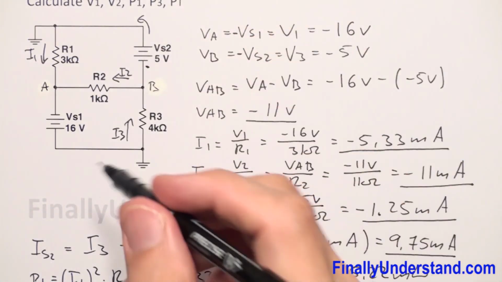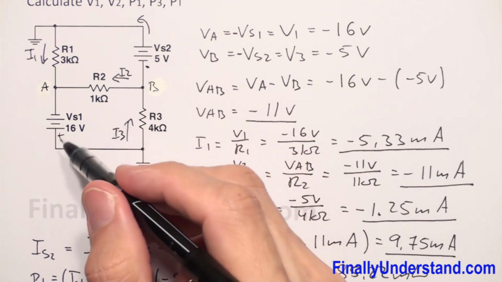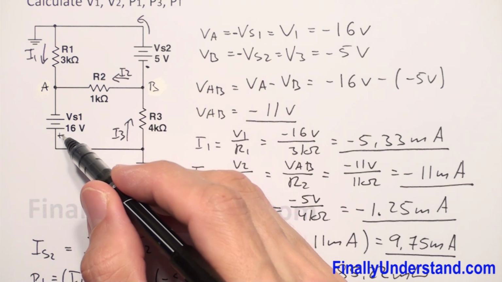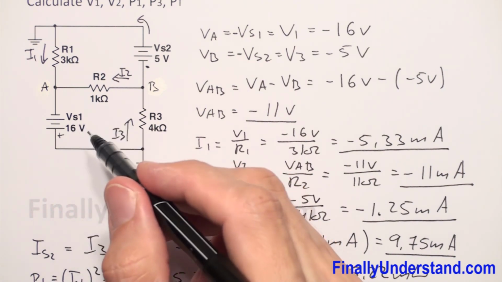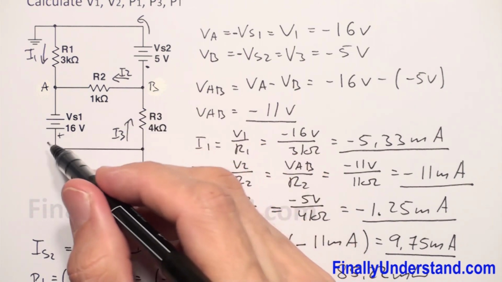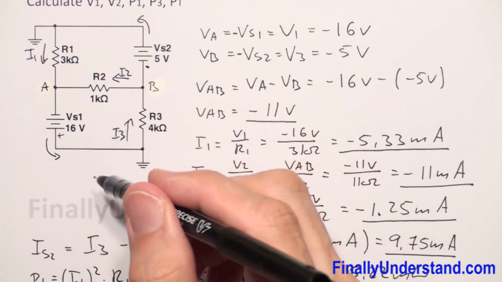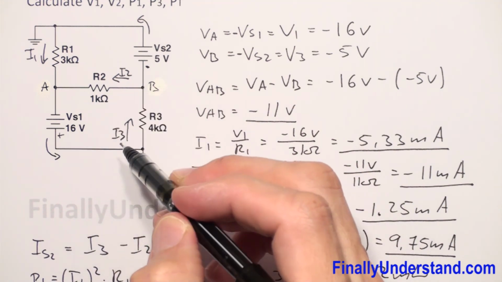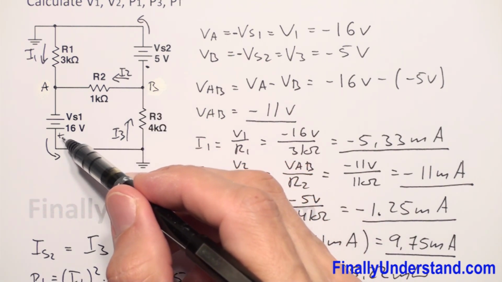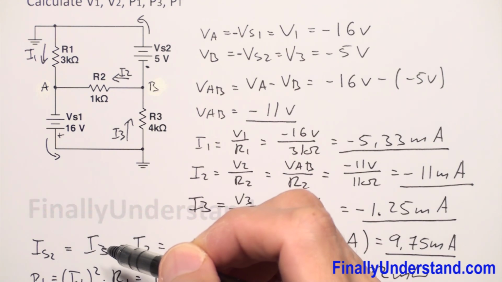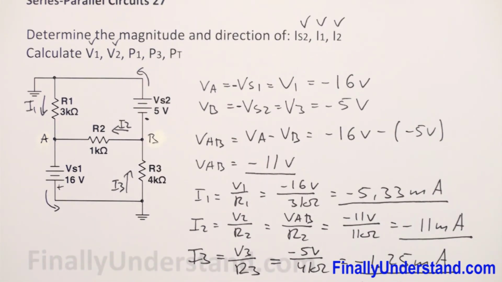When it comes to this current, the positive terminal of my power supply will push the current in this direction, because we use conventional current flow, and current flows from the positive terminal to the negative. So we can say that the problem is solved.